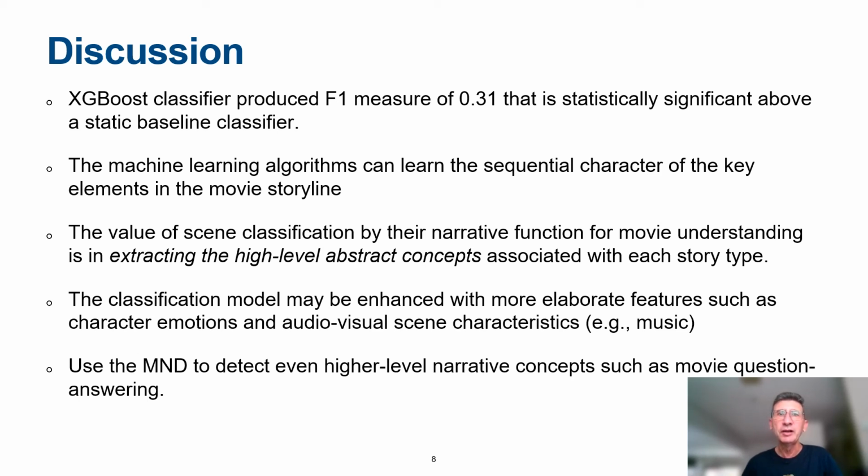This indicates that machine learning algorithms can learn the sequential character of key elements in a movie storyline. The value of scene classification by the narrative function is in extracting the high-level abstract concepts associated with each story type. And this classification model may probably be enhanced with more elaborate features such as character emotions and audiovisual scene characteristics, including, for example, background music. And this dataset can be used to detect even higher level narrative concepts.